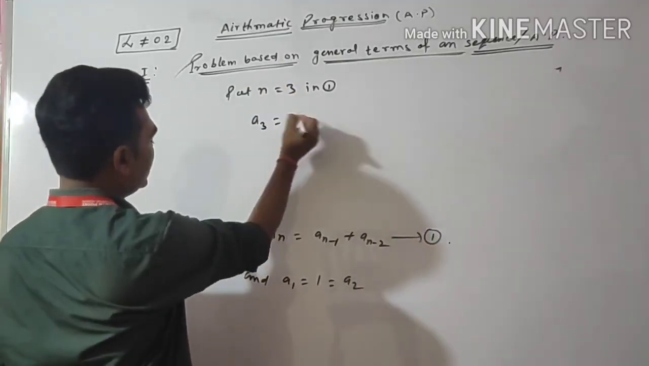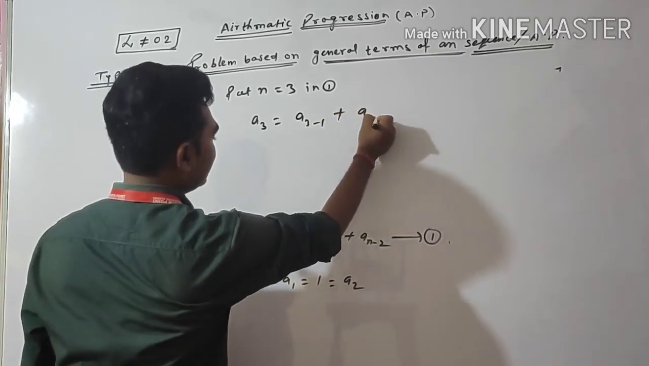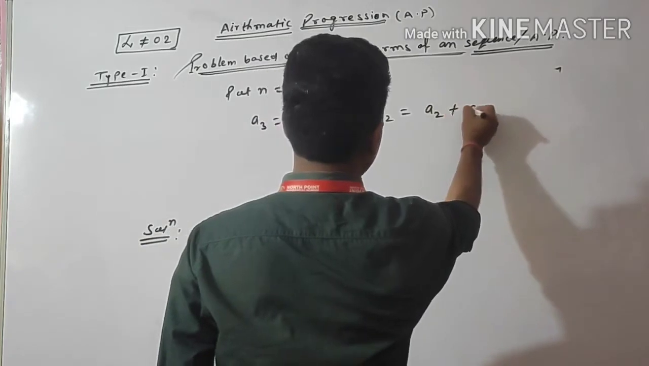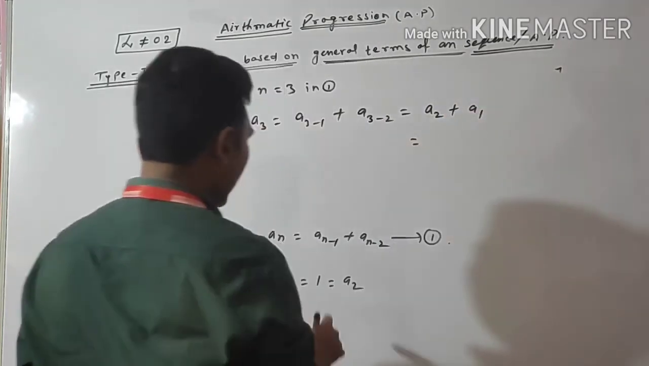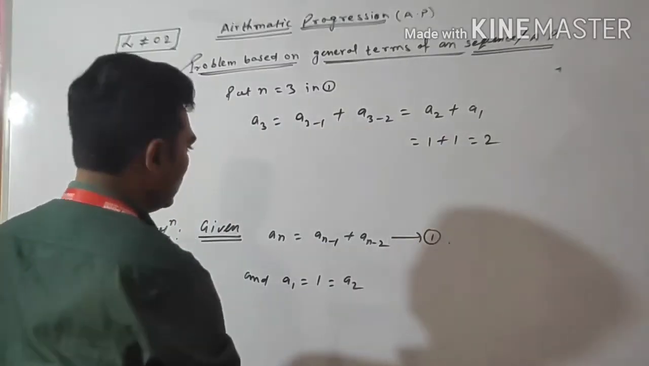Then put n equal to 3. Then a3 equals a3 minus 1 plus a3 minus 2. This equals a2 plus a1, and this equals 1 plus 1 equals 2.